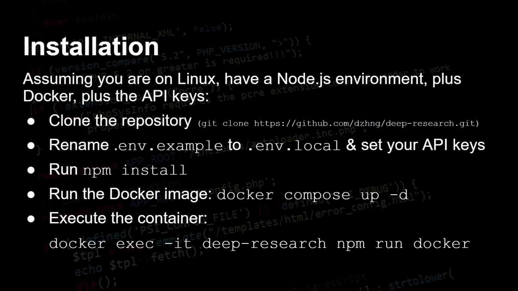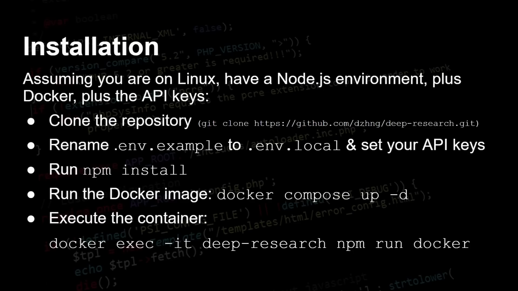Okay, installation is pretty easy. I'm assuming you're using Linux. You've got Node.js, you've got Docker. You just follow these sequences here, and it works out of the box. I didn't have any trouble setting this up. You clone the GitHub repository. You rename the example environment file to environment.local. You make sure you put in your API keys there that we just talked about. You can set the model there as well if you need to, if you're not using O3 Mini.